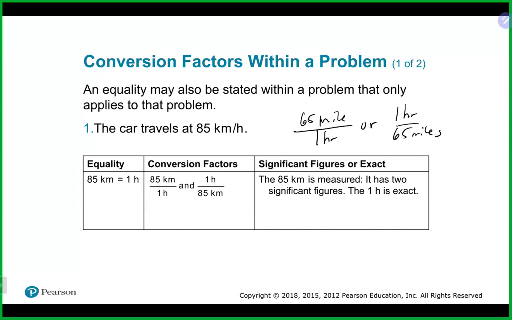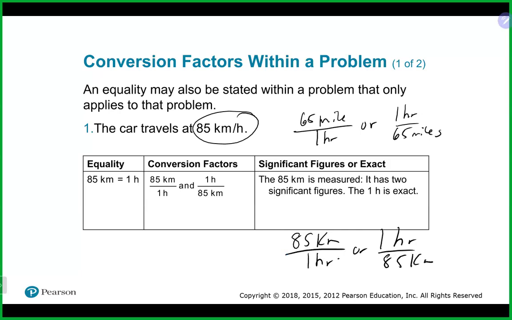If you did like miles per hour, right? If you were driving that. If you were driving 85 kilometers per hour, that means you went 85 kilometers in an hour, or in 1 hour, you did 85 kilometers.